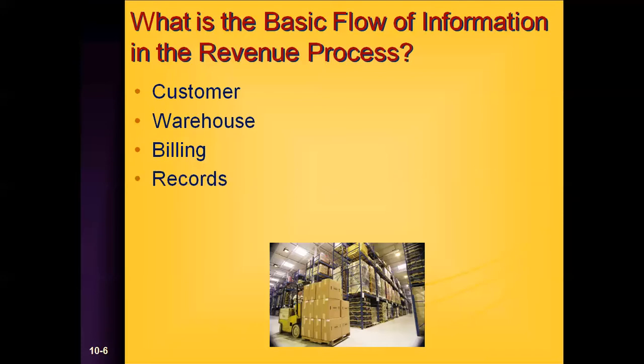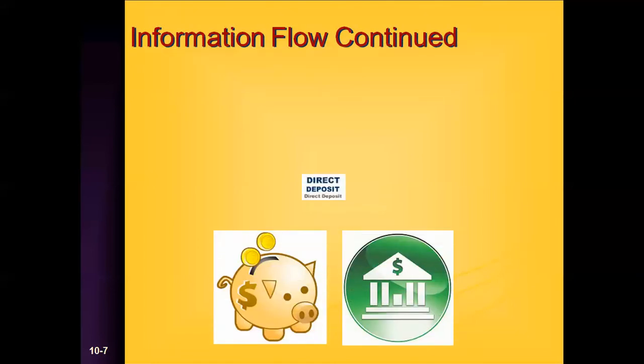Okay, then last but not least, all your records are updated. Your inventory, accounts receivable, sales records are all updated. So those are the first four steps of the basic flow of the revenue process. We actually have a couple more. And again, make sure you get these all in your notes.